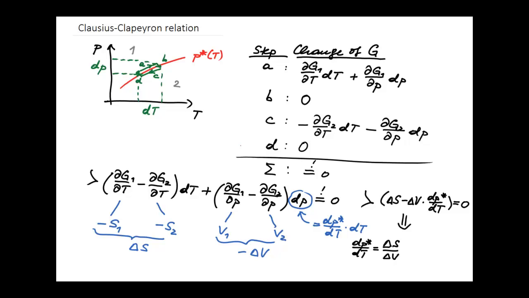We can express the change of entropy delta S in terms of the latent heat, and then this becomes the latent heat divided by temperature times delta volume. And this equation here is known as the Clausius-Clapeyron relation. And you see that it relates the discrete change in entropy to the discrete change in volume, and they are related by the slope of the coexistence curve.